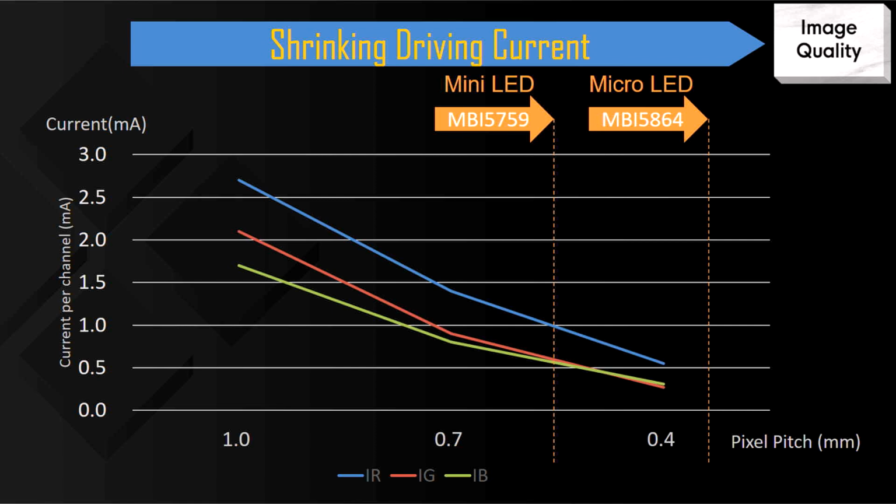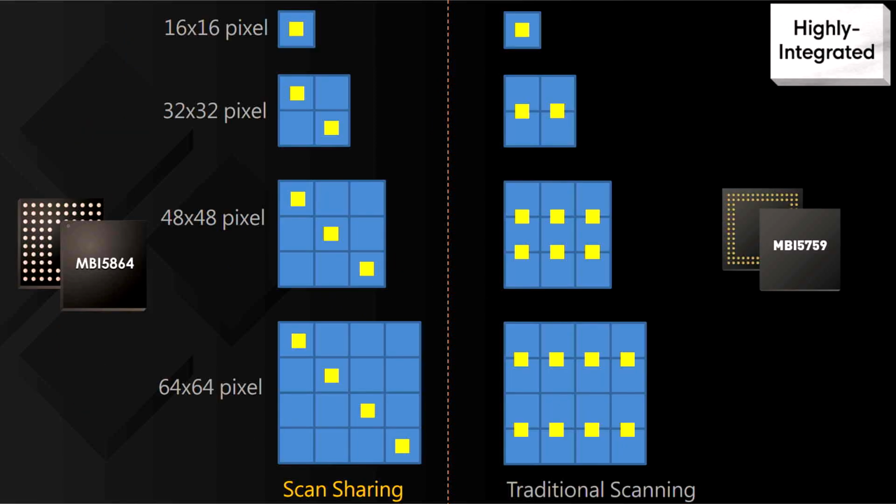There are more about MBI5864, like the innovative scanning architecture. What is new in the scanning architecture? If you look at your presentation on the right-hand side, this is the example for MBI5759. That is our traditional scanning architecture. And on your left-hand side, this is the scanning architecture using our latest technology. We call it scan sharing.